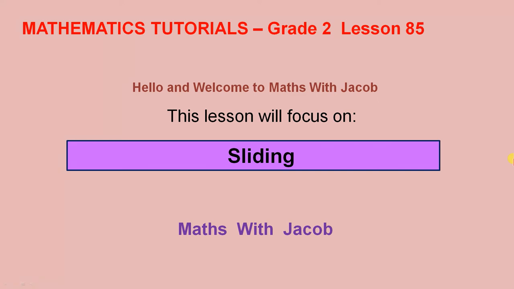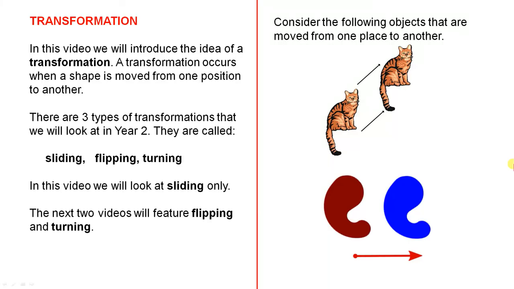This lesson will focus on sliding. Transformation. In this video we will introduce the idea of a transformation. A transformation occurs when a shape is moved from one position to another.